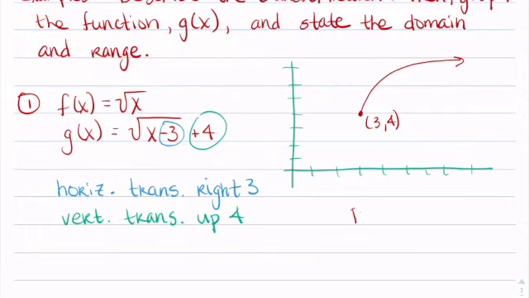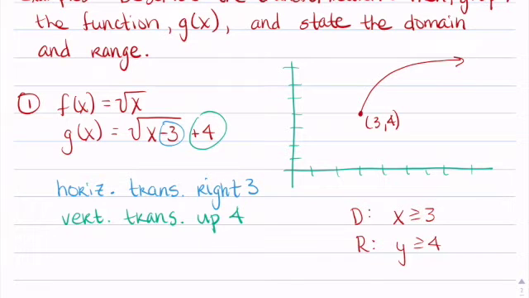So that means that our domain and our range have both changed, because our domain now starts at 3 instead of 0. So it's going to be x greater than or equal to 3. And our range, our y value, now starts at 4 and goes up from there. So it's going to be y greater than or equal to 4. Because we have moved up, down, left, right, our domain and our range have been affected.